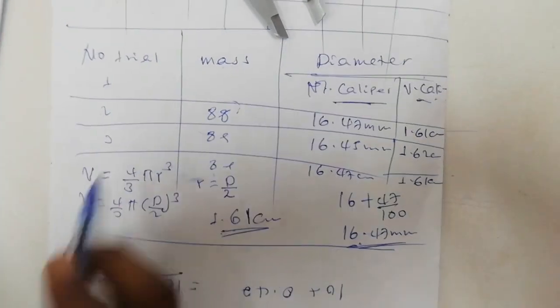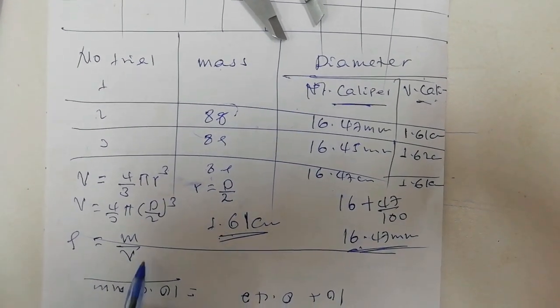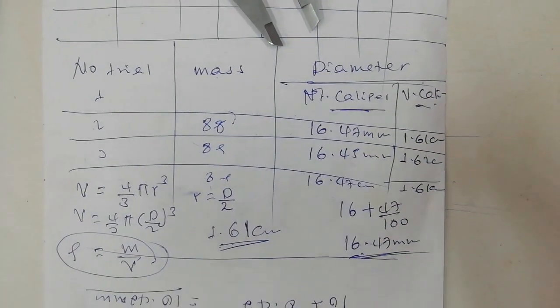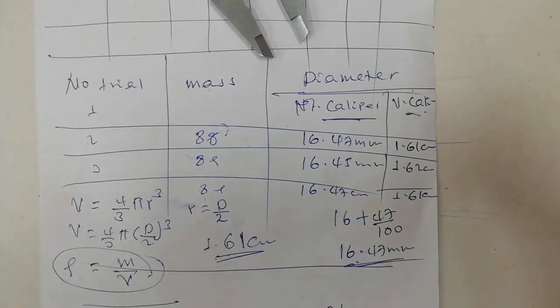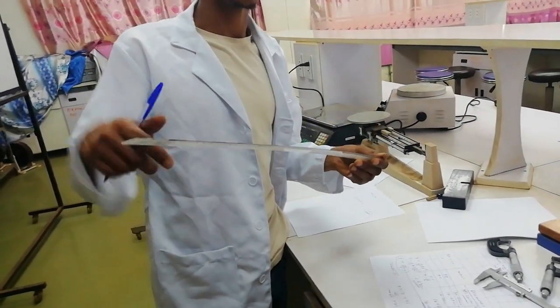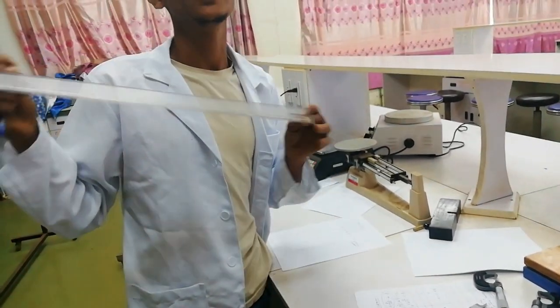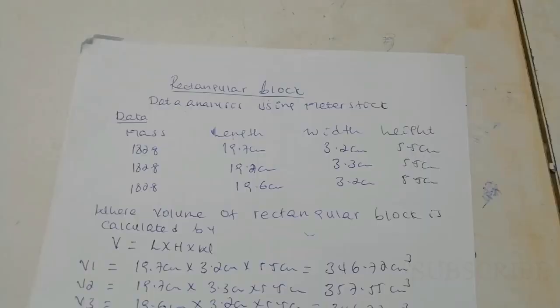Then you have a mass here. Depending on this, density is equal to mass over volume. You calculate the density, mass, volume, and length using different apparatus. That means the meter stick. The meter stick is the apparatus that cannot be used to measure, for example, the width of a spherical shape or cylindrical shape. It's difficult to measure this with a meter stick. In that case, you use the micrometer and vernier caliper.